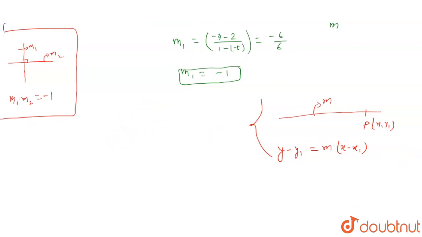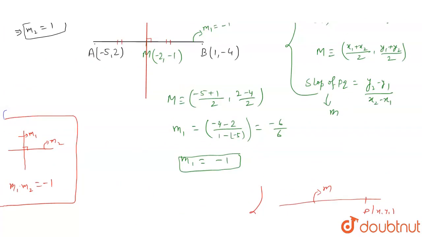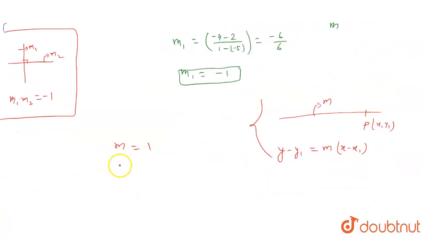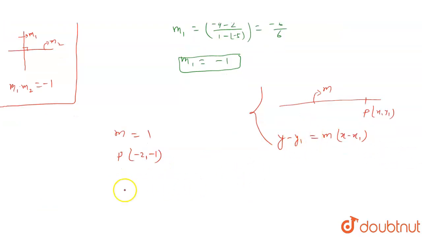We know the value of m, which is 1, and we know the point also, which is -2 comma -1. This point is on this line. So we will apply this formula here. So the equation of the required line will be y minus y1, which is -1, is equal to m, which is 1, into x minus x1, which is -2, right?